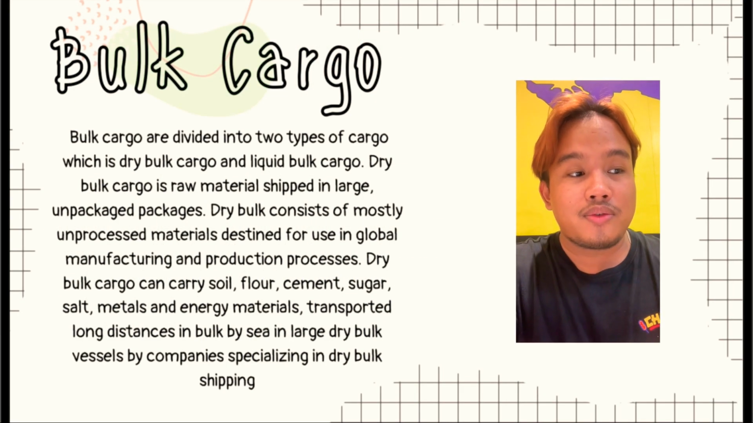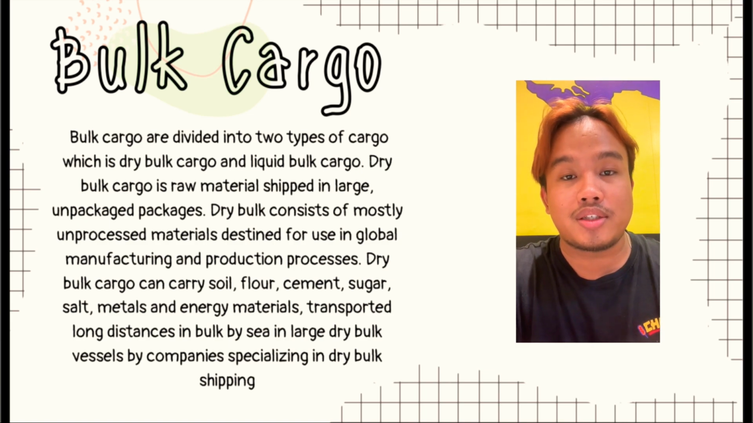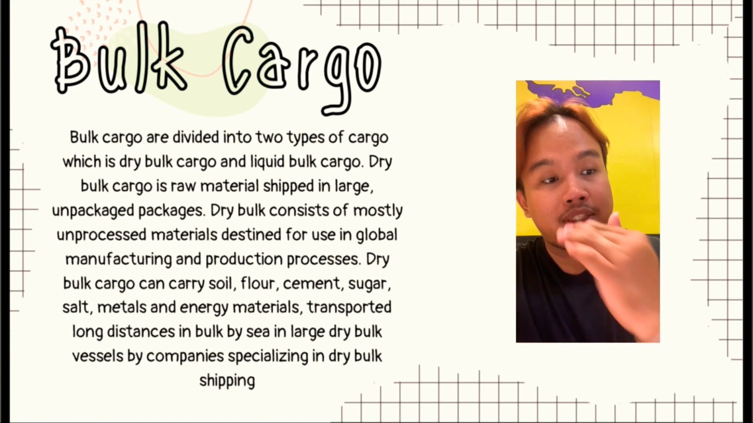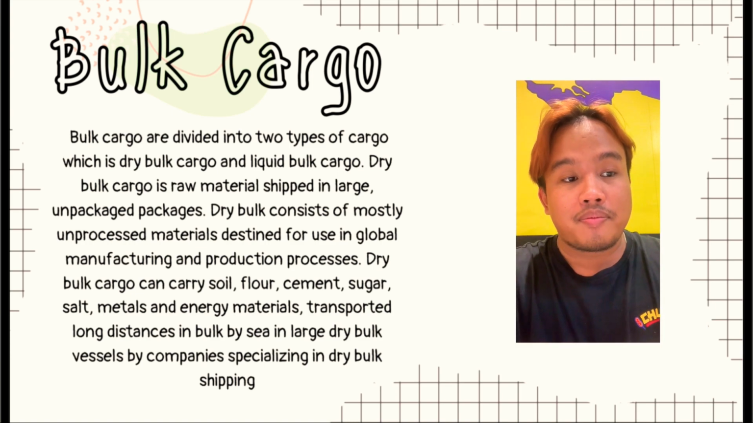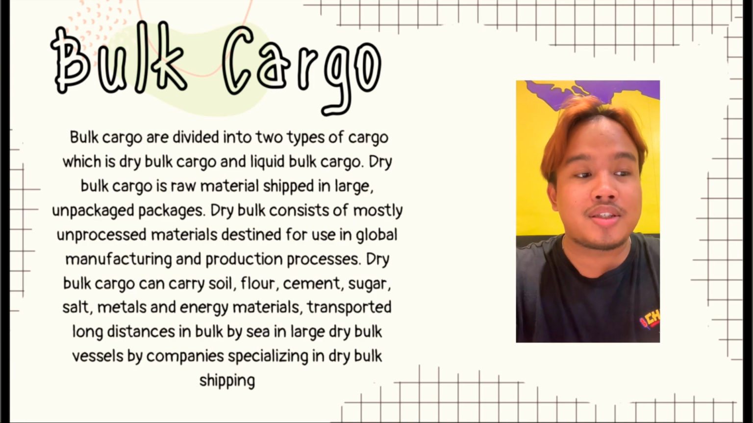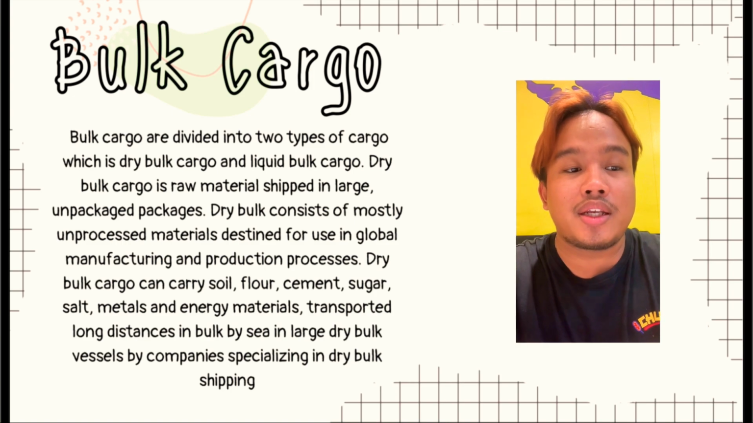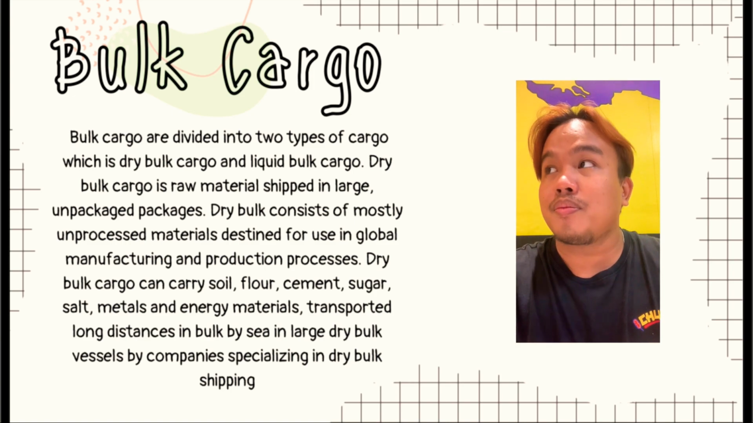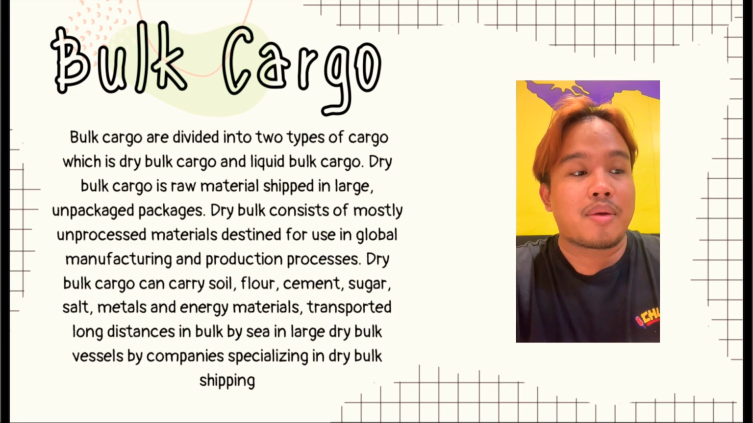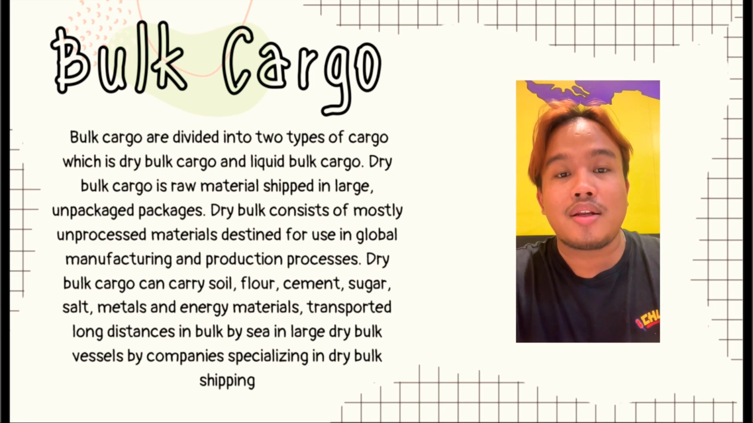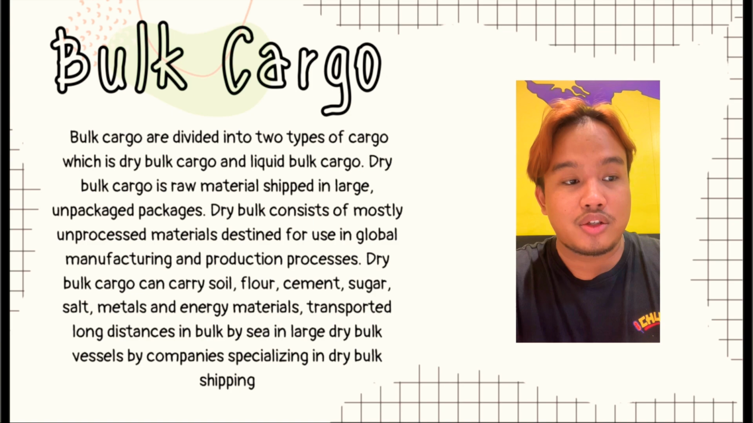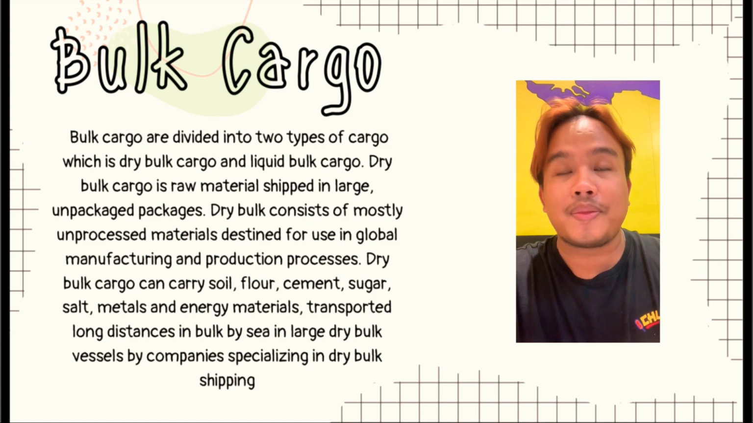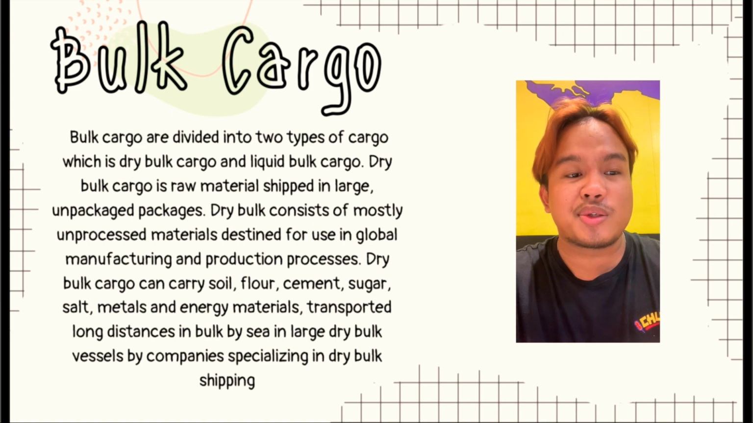Bulk cargo is divided into two types, which are dry bulk cargo and liquid bulk cargo. Dry bulk cargo is raw material shipped in large unpackaged quantities. Dry bulk consists of mostly unprocessed materials destined for use in global manufacturing and production processes. Dry bulk cargo can include soil, flour, cement, sugar, salt, metals, and energy materials.